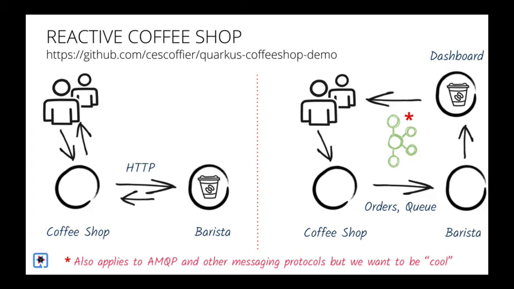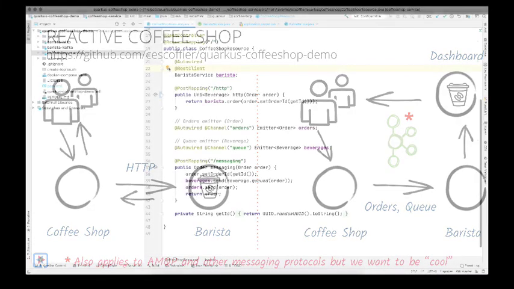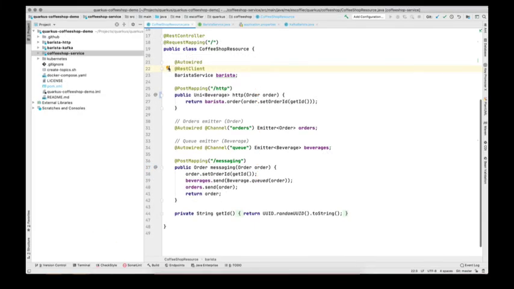The only difference with this well-known chain of coffee shops is that I have implemented a dashboard to know in which state my order is, if it's getting prepared, if it's ready, and so on. So let's see this in action now. Remember, we have three microservices: the coffee shop, the HTTP barista, and the Kafka barista. This is the code of the coffee shop microservice.